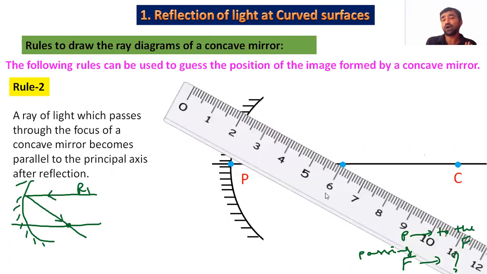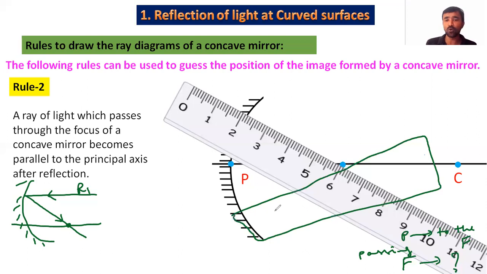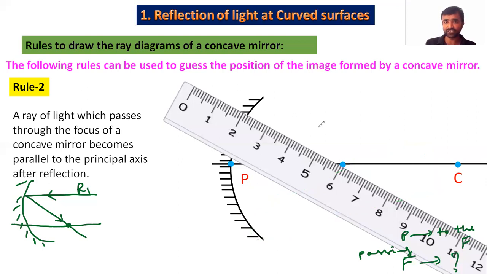Now look at how to place your scale. Join the mirror surface and the focus, above the principal axis or below the principal axis, whichever it may be. You can take it like this also, not a problem. Put your scale like this also, not a problem. I'm taking above; you can take below. Not a problem. So I simply chose this direction.